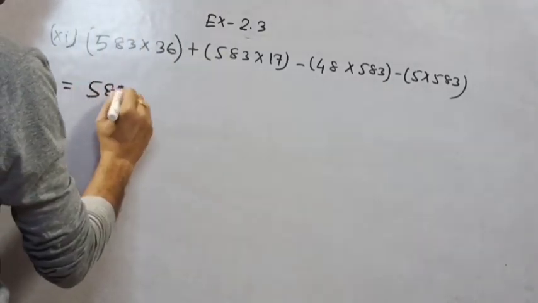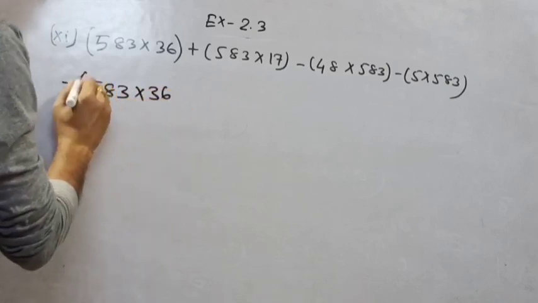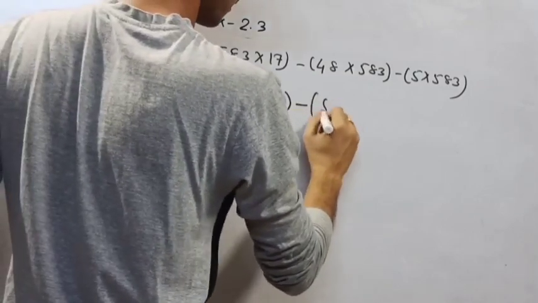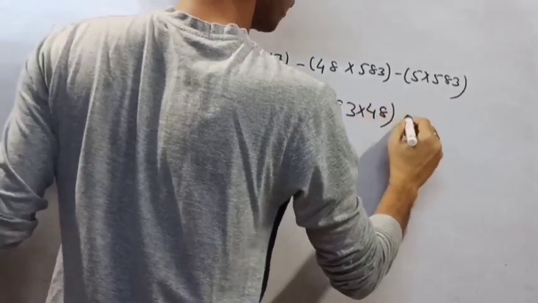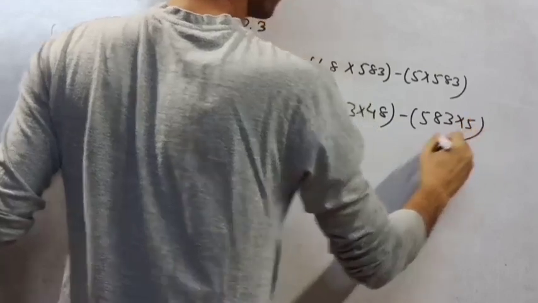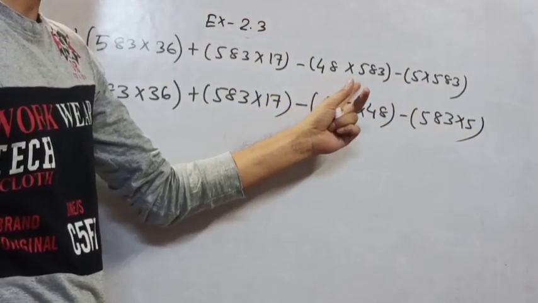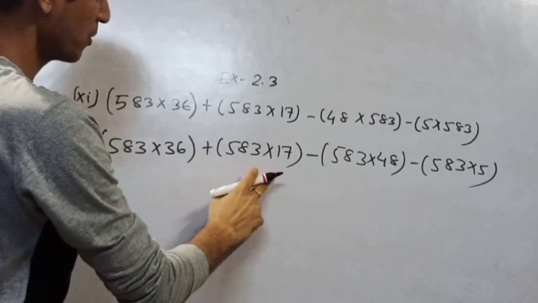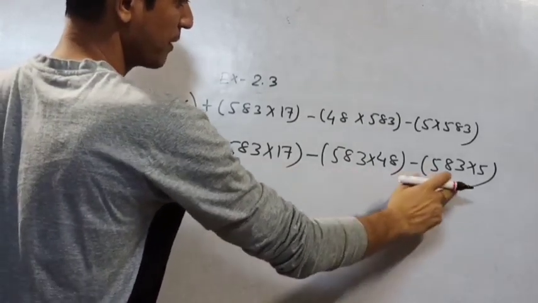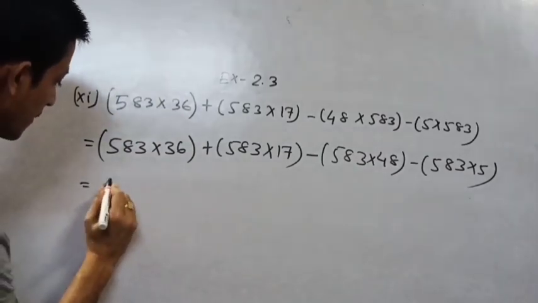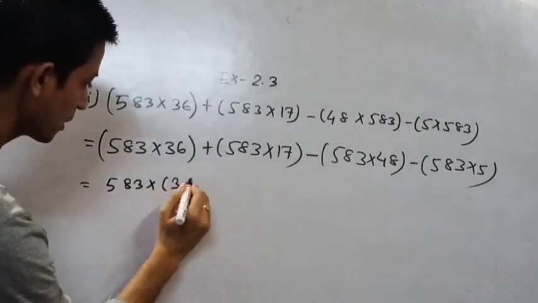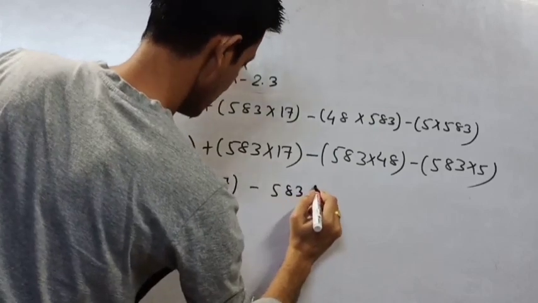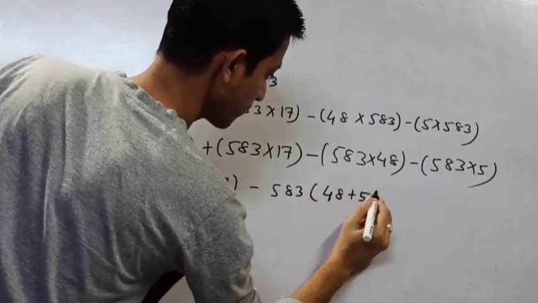583 into 36 + 583 into 17 - 48 into 583 - 5 into 583. So 583 into 36 + 583 into 17 - 583 into 48 - 583 into 5. Here I just rearranged, because A into B is equal to B into A, the commutative property. So here you can write 583 into 36 + 17 - 583 into 48 + 5.